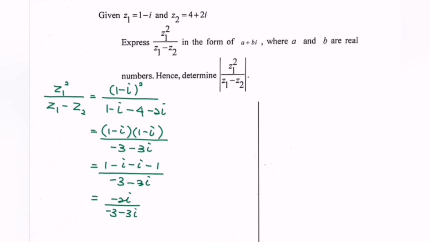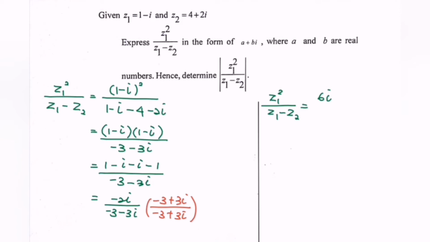Next, we rationalize the denominator by multiplying with the conjugate, where we have negative 3 plus 3i over negative 3 plus 3i. Next is to expand, then simplify. So z sub 1 squared over z sub 1 minus z sub 2 is equal to negative 2i multiplied with the negative 3. So we will have 6i.